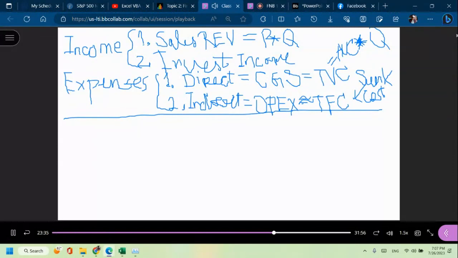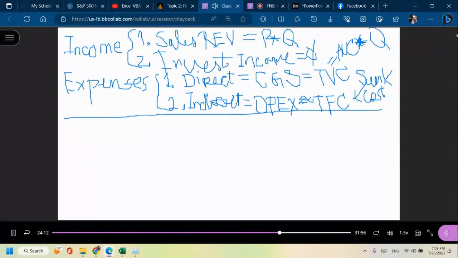Now, suppose we assume the direct cost was $300 per unit. Let's assume indirect cost is $100 per unit. Then what comes next? Suppose their investment income, let's ignore this. Their investment income is zero. Sales revenue is the price, $500.